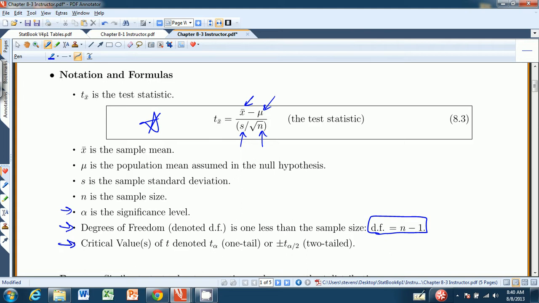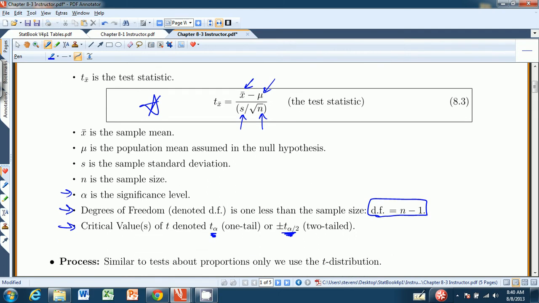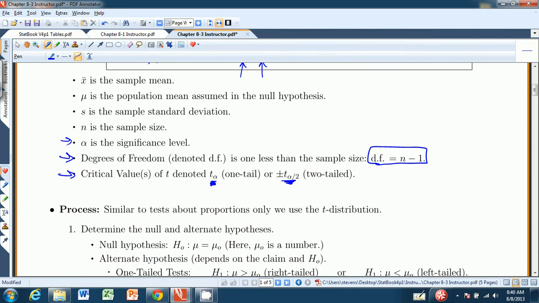And we'll have critical values of t, just like we used to have critical values of z, and we will denote them t sub alpha if there's one tail, and plus or minus t sub alpha over 2 if there's two tails. And basically, this t sub alpha, that's just a description. It means that alpha is the area in one tail. And what t sub alpha over 2 means is that there's alpha over 2 in each tail.